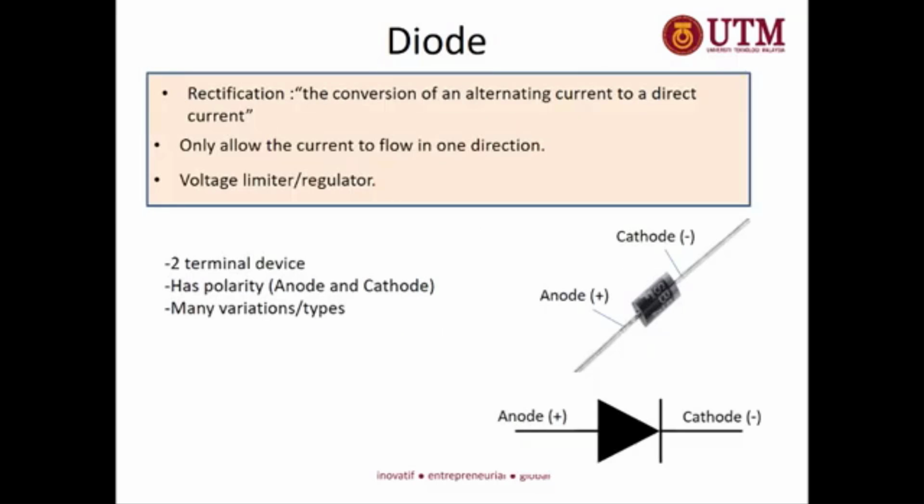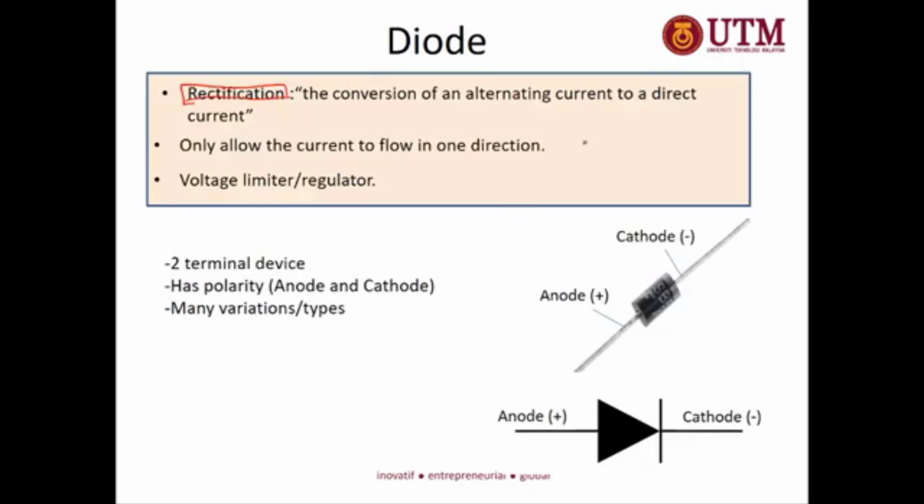Okay, so when we say diode, there are some statements or keywords that can be associated with the diode. The first one is rectification. This is the main keyword that can be related to the diode. Rectification or rectify. What is rectification? Rectification is the conversion of alternating current, which is AC, to a direct current.